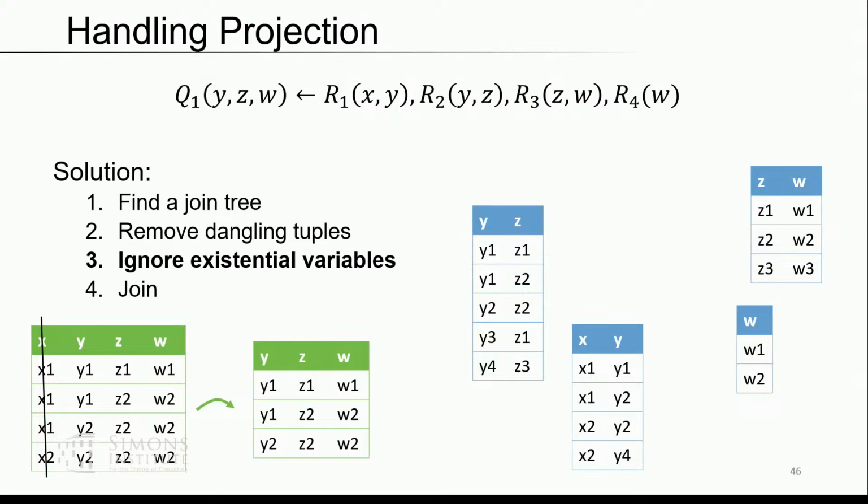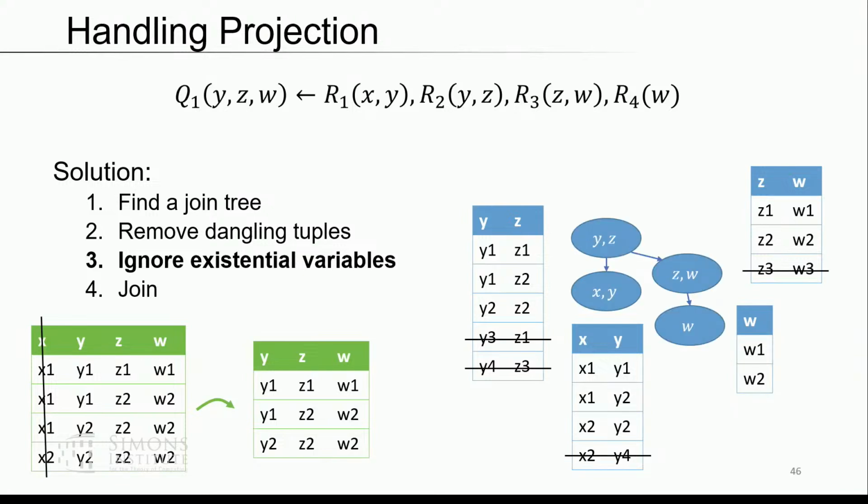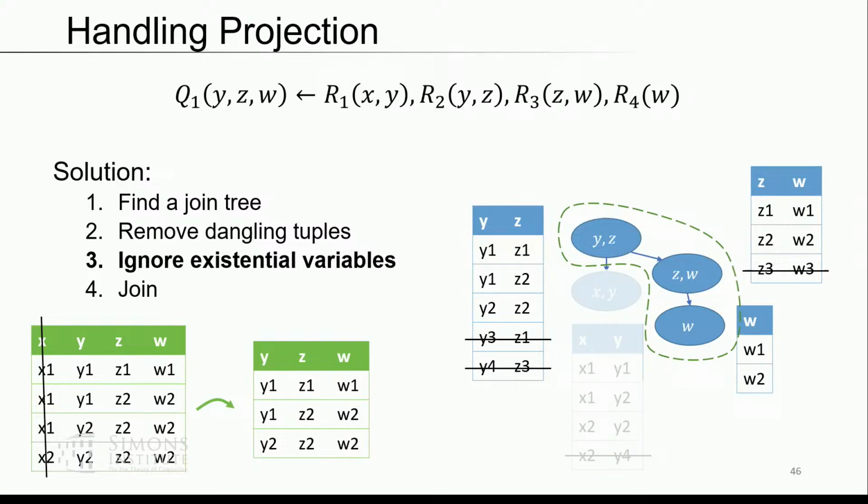The algorithm, or a suggestion for an algorithm here, would be to do the same things we did before. Find a join tree, remove the dangling tuples, and then let's see what happens if we just ignore the parts with the existential variables. So we have this part of the tree, that's everything that doesn't contain X. Let's try to join those and simply ignore the relation that has X. On this specific example, you can see that it works, right? If we join the two things we have there, we get exactly the right output.